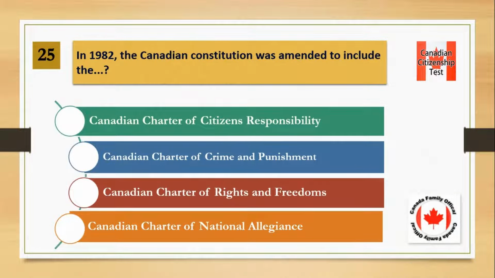In 1982, the Canadian Constitution was amended to include the Number 1, Canadian Charter of Citizens' Responsibility. Number 2, Canadian Charter of Crime and Punishment. Number 3, Canadian Charter of Rights and Freedoms. Number 4, Canadian Charter of National Allegiance. And the answer is Canadian Charter of Rights and Freedoms.